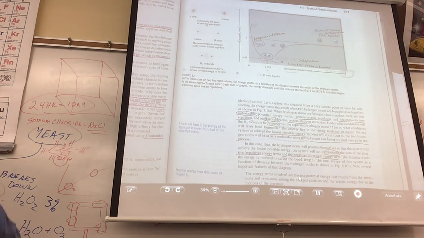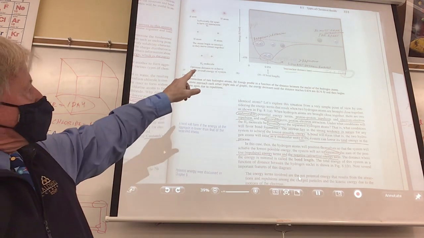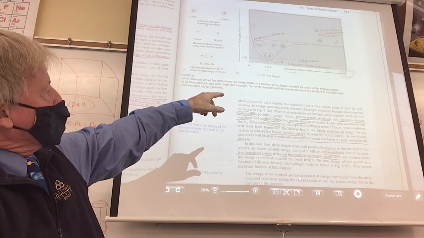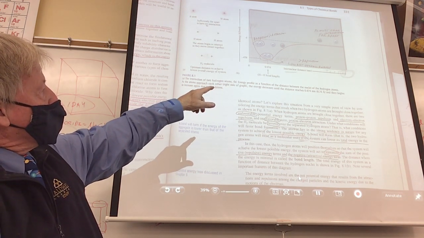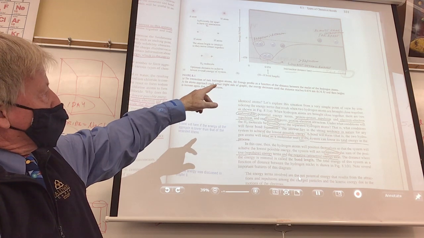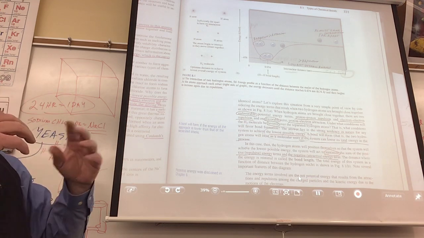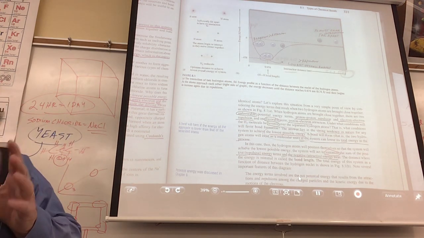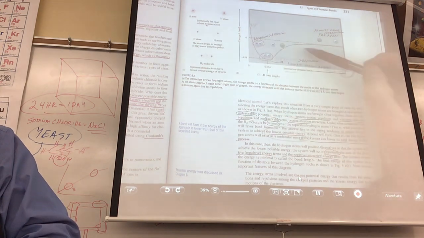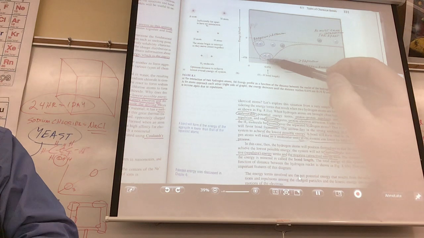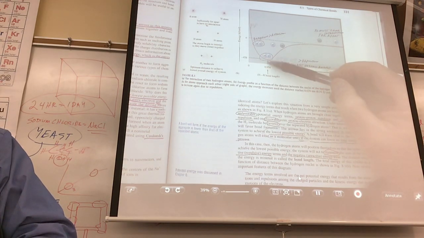What happens? Take a look here. What happens when you get to about 0.074 nanometers? They get close enough to attract each other, but they're not so close as to have a huge amount of repulsion. Here's a huge amount of repulsion. Here's no attraction whatsoever. And then you get to this one sweet spot, the lowest energy available. That little trough right there is where they're going to form a bond.